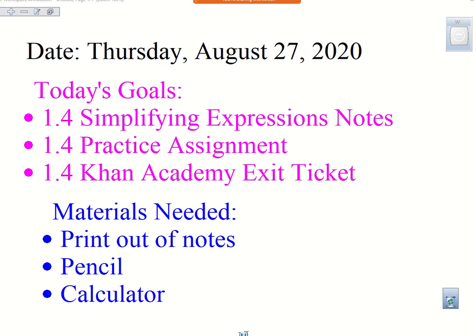Right, and I think Mr. Peter passed out your guys' notes. So we're doing 1.4, simplifying expressions. This is where we get into combining like terms.